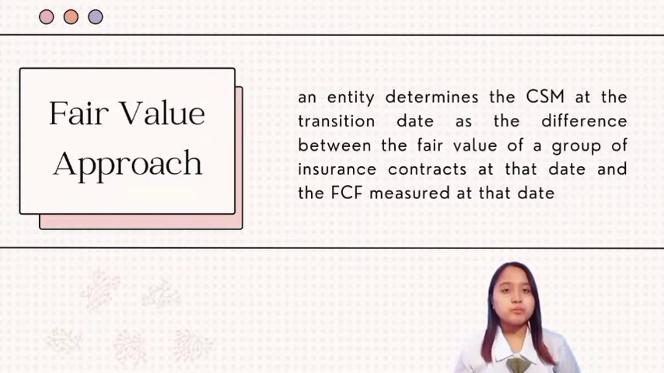Under the fair value approach, an entity determines the contractual service margin at the transition date as the difference between the fair value of a group of insurance contracts at that date and the fulfillment cash flows measured at that date. Using this approach, on transition, there is no need for annual groups.